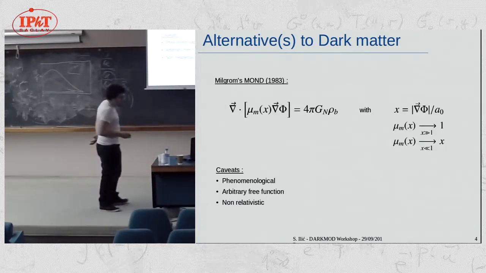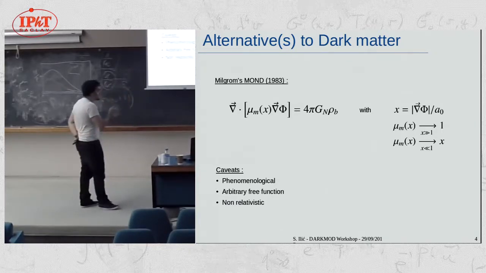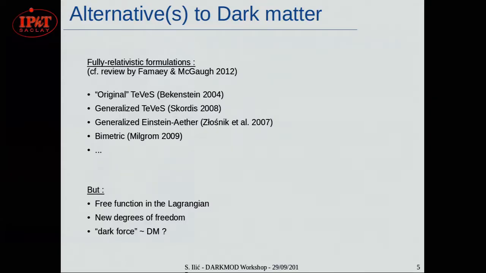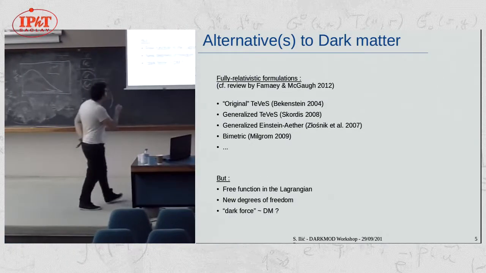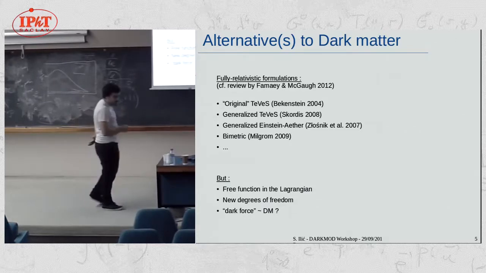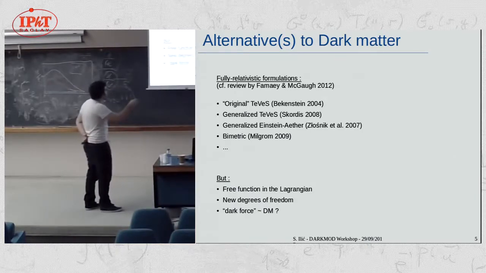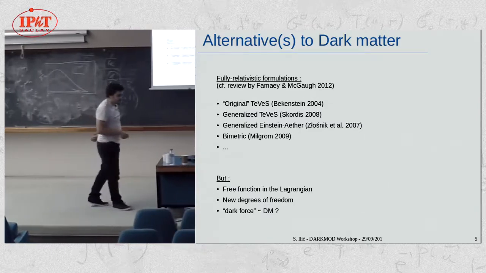And another problem is the fact that it's not a fully relativistic theory, and so the realm of validity of this equation is hard to know. As a consequence, a number of relativistic theories that recover MOND-like behavior have been proposed in the last 15 years. The original being the so-called TeVeS, for tensor-vector-scalar, the TeVeS theory of Bekenstein from 2004, which has then been generalized by Konstantinos Kordis in 2008. Then other theories such as the generalized Einstein-ether theories, bimetric theories, and so on.